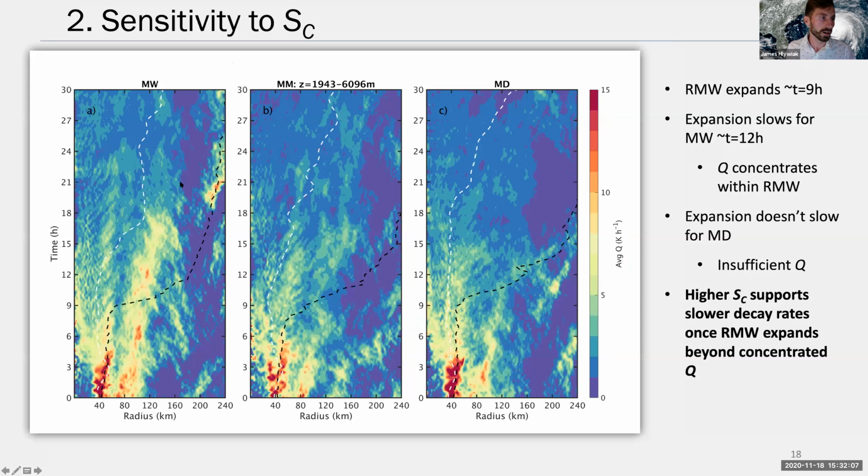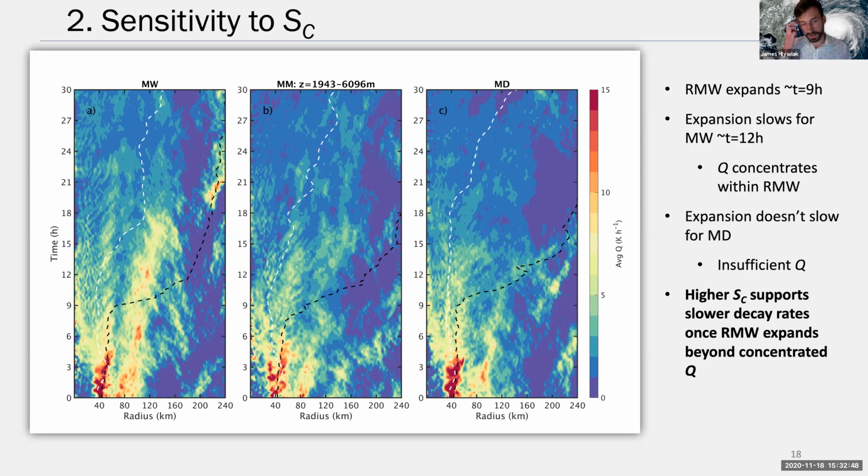So here, to explain the timing of that heightened sensitivity, I've plotted the 2 to 6 kilometer azimuthally averaged, vertically averaged diabatic heating rates within the moderate wet, moderate, and moderate dry cases. These are Hofmüller plots showing the radial profile as a function of time. So increasing time is just further inland. The black dashed line here is the 2 to 6 kilometer vertically averaged radius of maximum winds. And for reference, the white dashed line is the 10-meter radius of maximum winds.